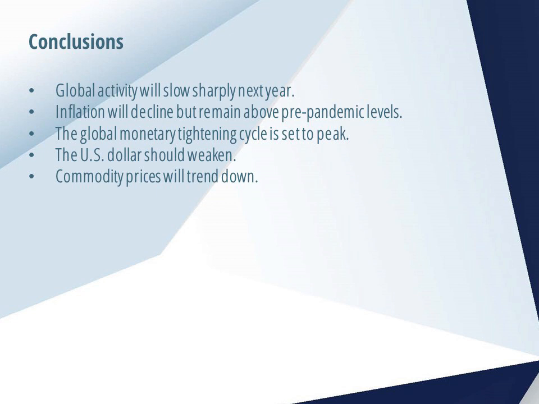This brings us to the end of the webinar. I just wanted to wrap up with our bottom line for the global economy. First, global economic activity will slow sharply next year. Second, inflation will decline but remain above pre-pandemic levels. Third, the monetary tightening cycle will peak. Fourth, the US dollar should weaken. And finally, commodity prices will trend down in 2023, but end the year slightly above the levels that prevailed before the war in Ukraine began.